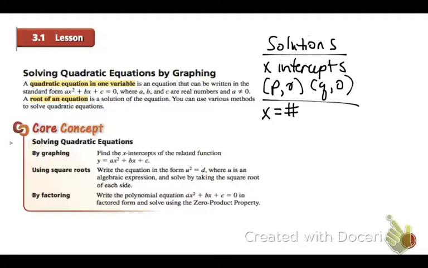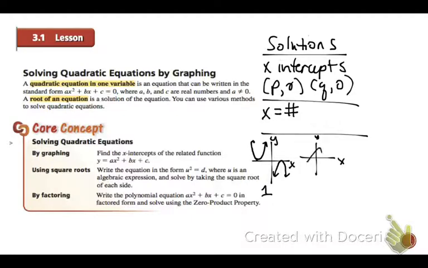Now, we have three different situations. A quadratic can have one solution, where it's crossing the x-axis once. So that would be where its vertex is just touching down. Or it can have two solutions, where the parabola is crossing the x-axis twice. Or it could have no solutions. Or actually, no real solutions. So that is where the parabola will never cross the x-axis. So one solution, two solutions, or no real solutions.